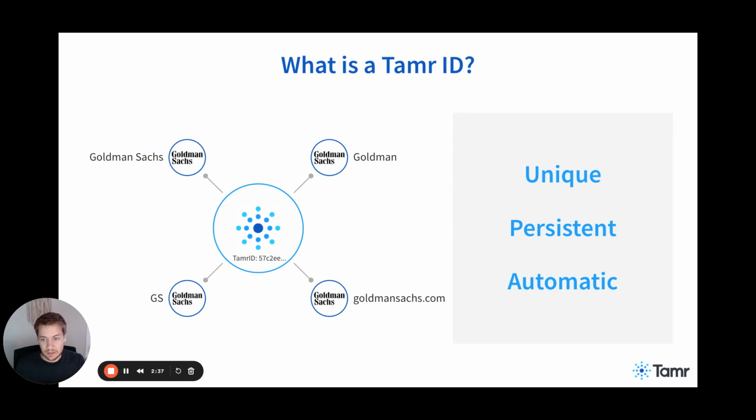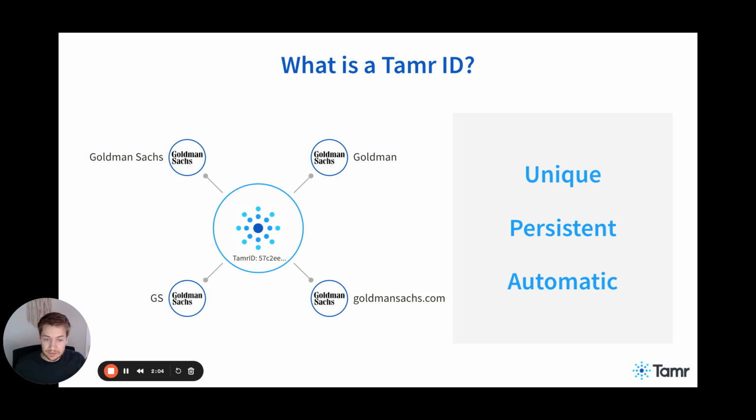This is something that is produced by Tamr after linking together all of the different records about an entity. A Tamr ID is an identifier that is truly unique, and so it's a universally unique identifier. And so for each entity, there's only one identifier associated with it. Two, it is a persistent identifier. And so as new records are created and we have more information about this entity, in this case, Goldman Sachs, it's automatically going to be associated with that identifier. So you can continue to use that identifier over time and track changes.